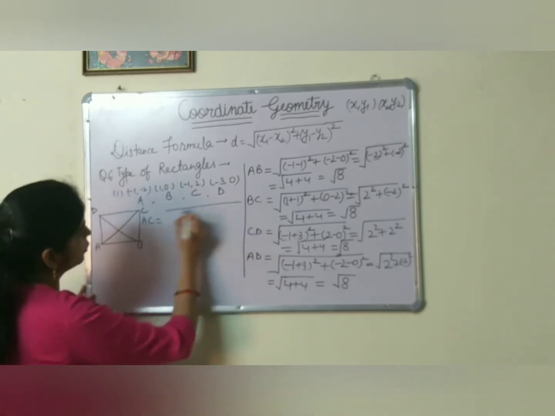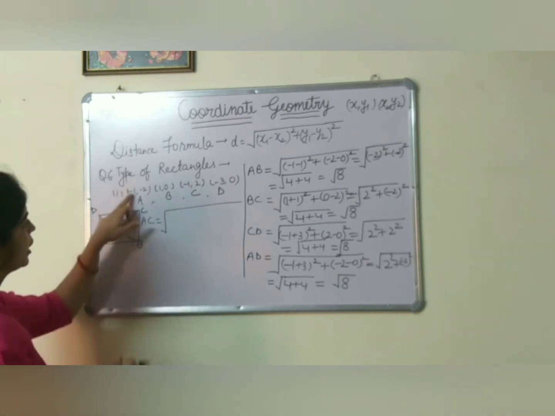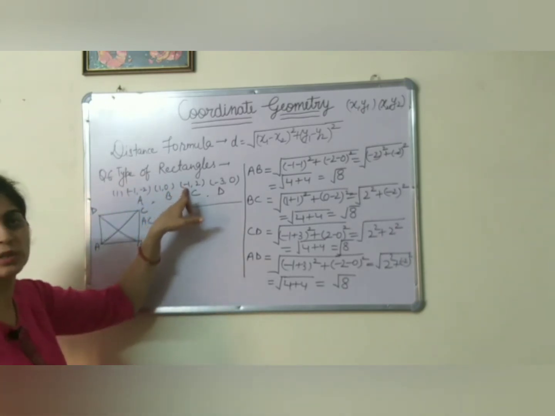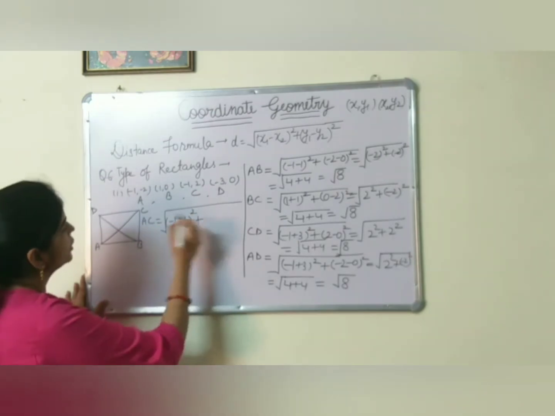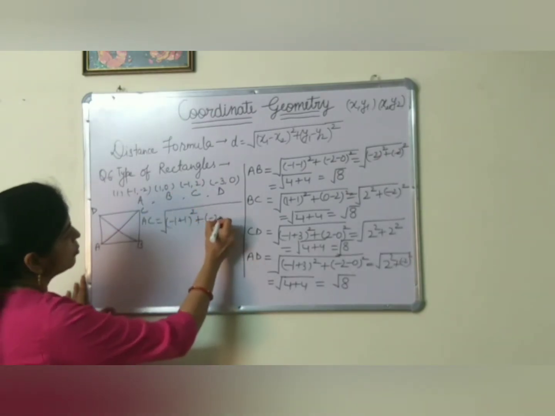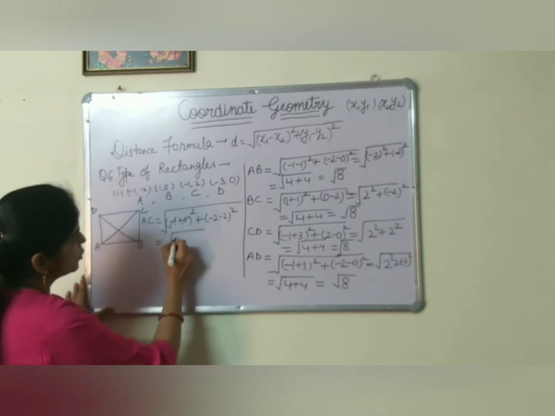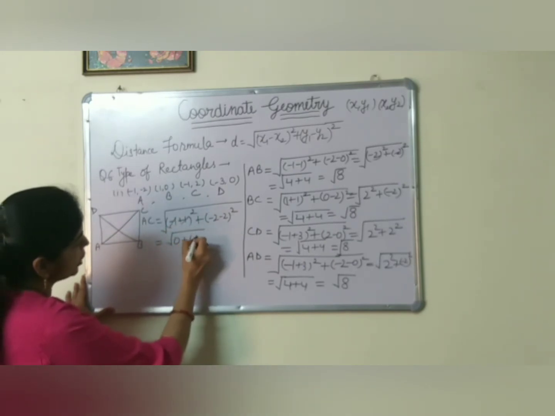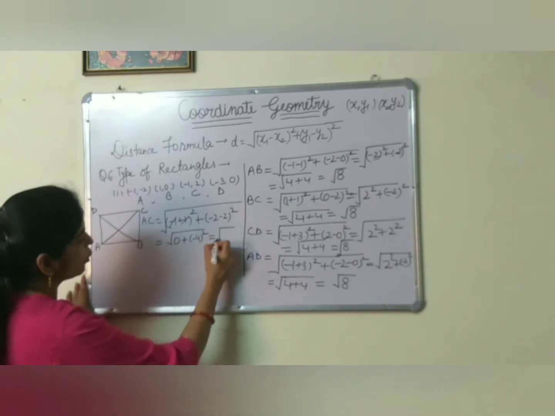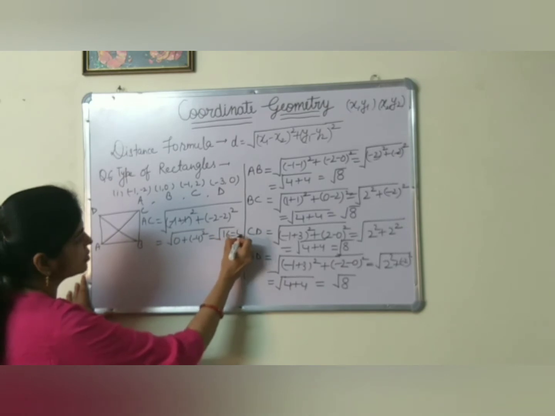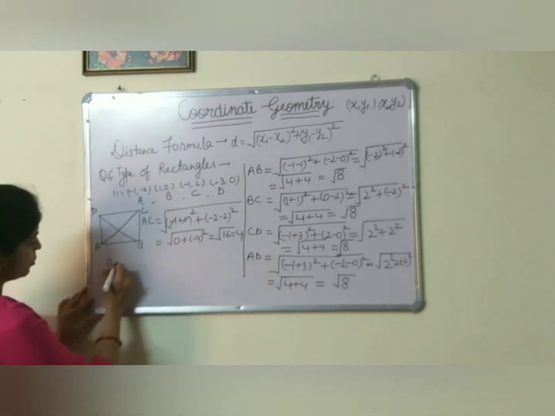AC is equal to under root of, here A and C, minus 1 minus minus 1, that is minus 1 plus 1, whole square, plus minus 2 minus 2 whole square. It is 0 plus minus 4 whole square, and it will be equal to under root of 16, that is 4. First diagonal is 4, and second is BD.